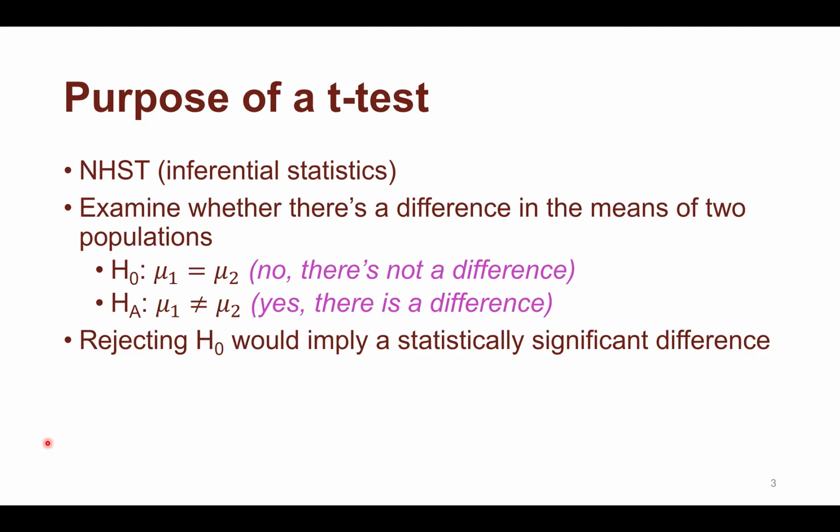The alternative hypothesis is that those population means are not equal. So again, the null would be that there's no difference. The alternative is that there is a difference. So by rejecting the null, that would imply that there's a statistically significant difference in those two groups, those two populations.